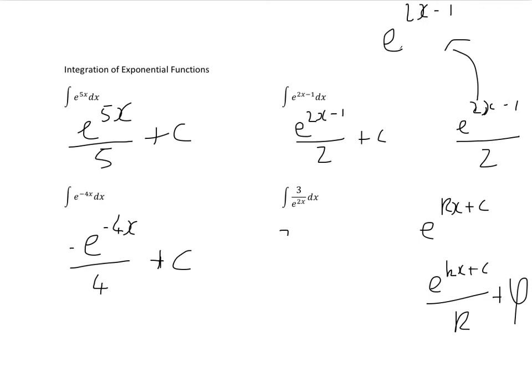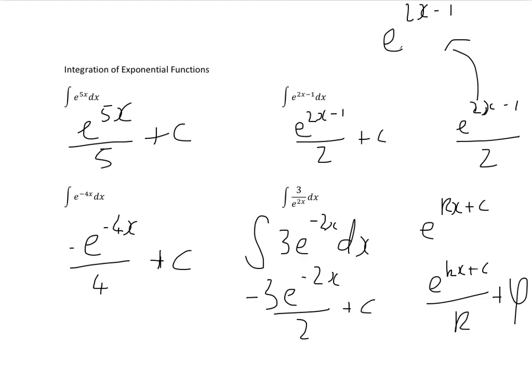This last one, 3e to the negative 2x. Just rewrite it. Okay, now it's really simple. It becomes e to the negative 2x divided by negative 2, so the negative will go in front. 3 stays the same, plus c.